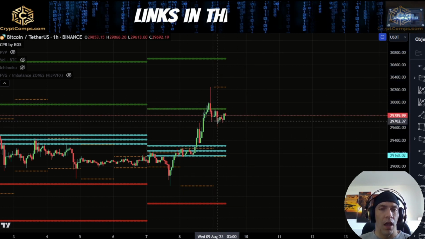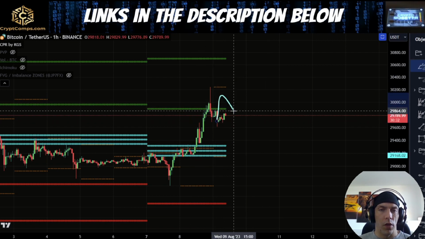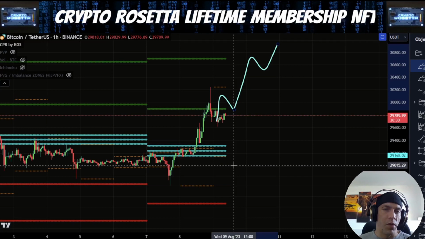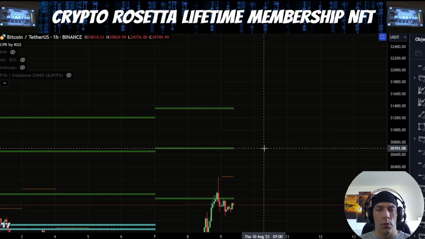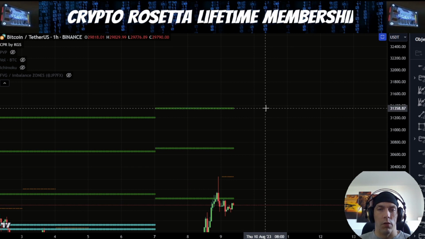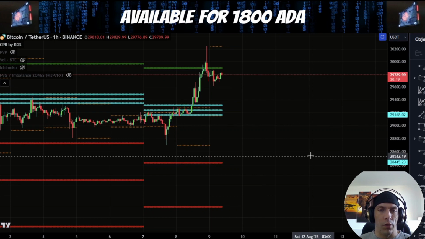We have hit this R1 line already, and what I want to see here is if we do manage to flip this into support, then this could align with that idea of starting to see that extension. Other targets to the upside for this week is this 30,701. We have this 31,358 as potential targets to the upside.